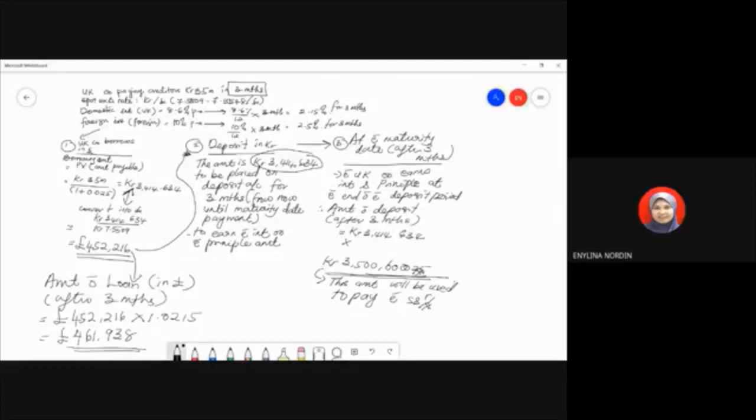After 3 months, the amount of loan is 461,938, and the amount in your deposit account becomes 3.5 million. So this is the amount that can be used to pay the supplier. This is the amount of loan that you have to service, as scheduled.